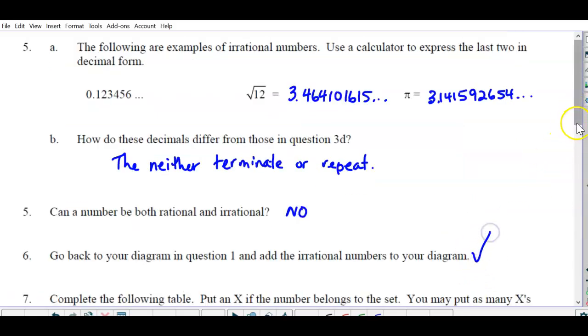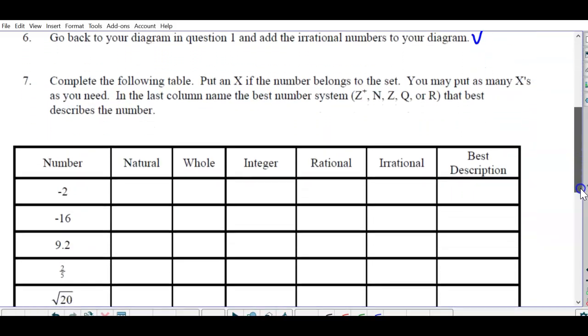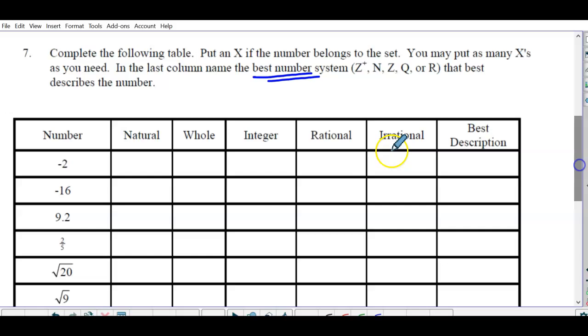Okay, so let's go back and continue. So we've done this. And then it says, complete the following table. Put an X if the number belongs to the set. You may put as many X's as you need. In the last column, name the best number system. So often on a test, that's what we'll ask you. So basically, it's the most specific, so the innermost number set on that diagram that best describes it. So remember natural numbers. I'm just going to put the notation here. So Z with a plus for natural numbers. Whole is N. Integer is just Z. This is Q. This is Q with a bar.